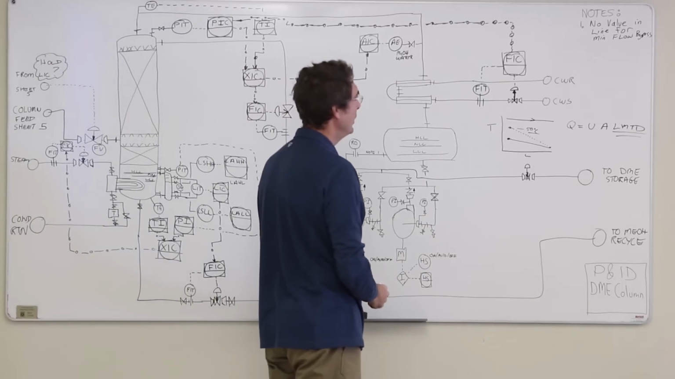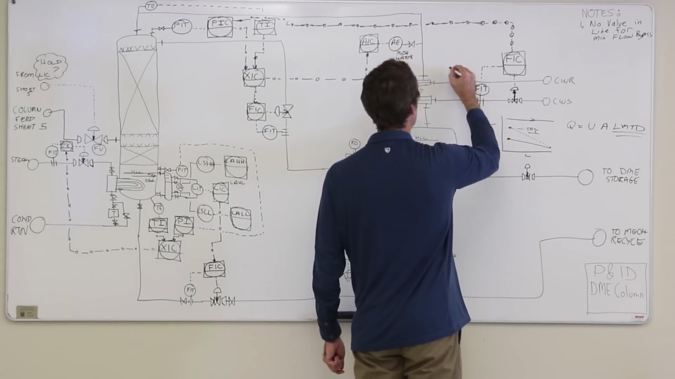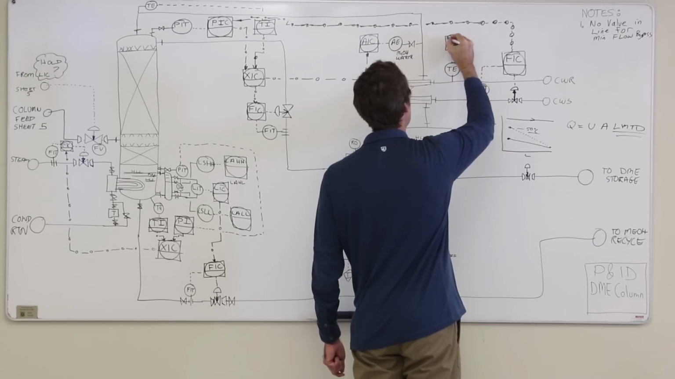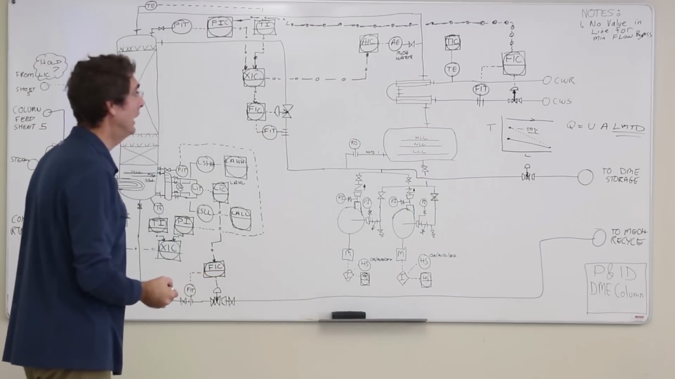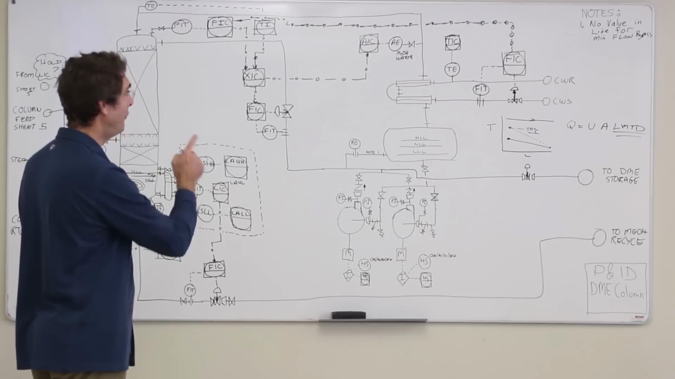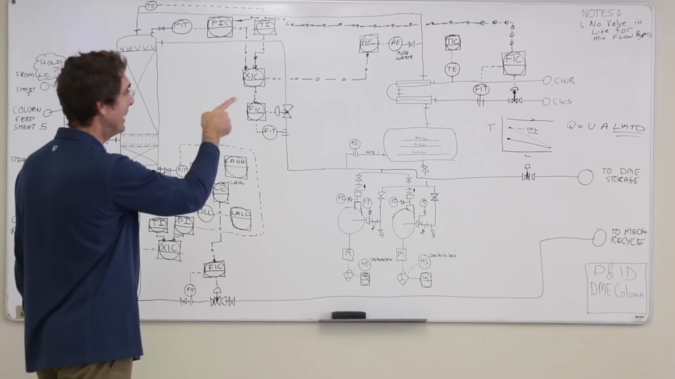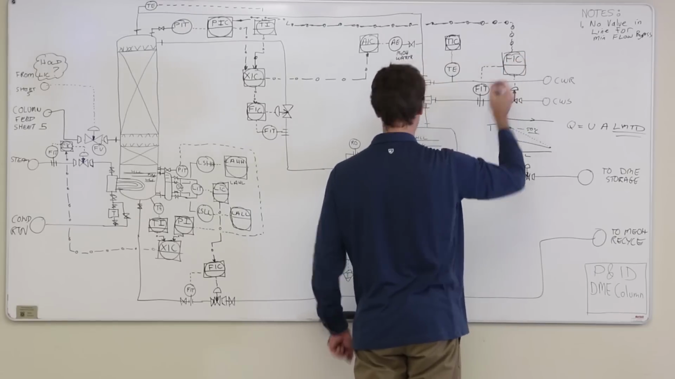But one thing we might want to do here is put a temperature element in here and maybe some sort of a temperature indicating controller like that, so that if the temperature on the outlet ever got higher than 50 degrees Celsius, we start to override the pressure control and start to increase the flow rate into the flow controller.